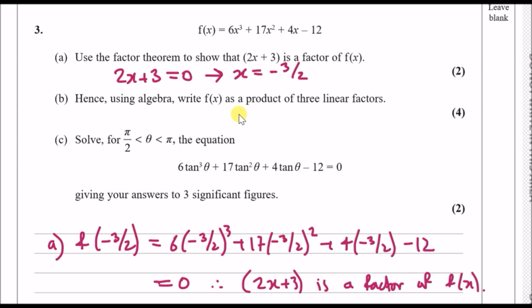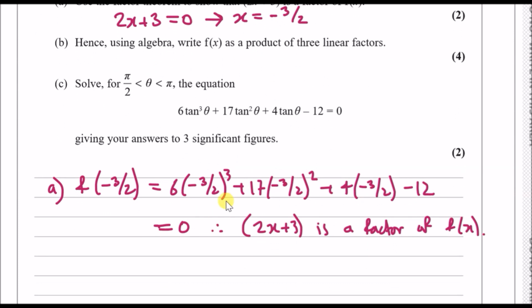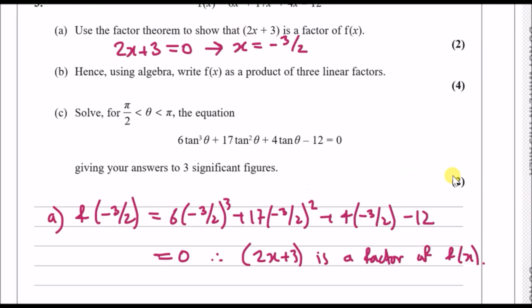We know it's going to be a factor because the question tells us to show that it is indeed a factor. So honestly, don't bother working it out. You're going to get 0 for sure.